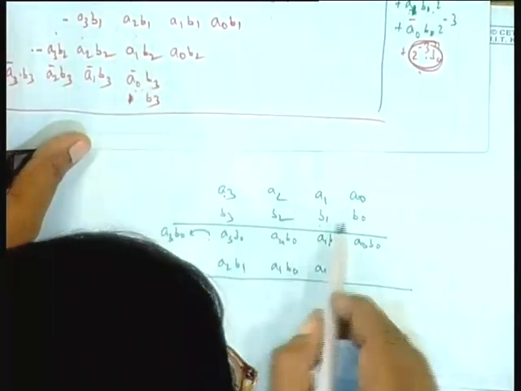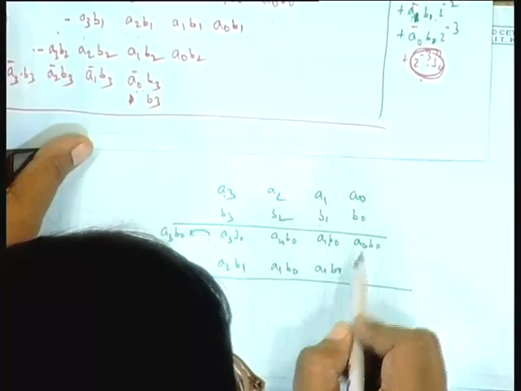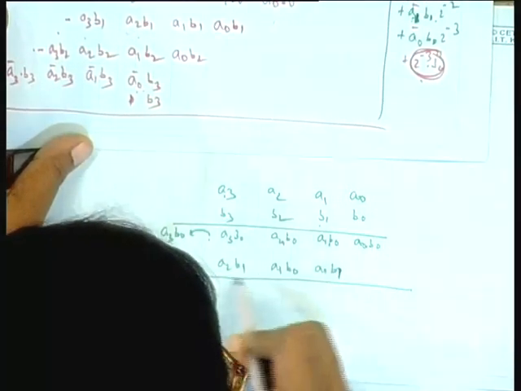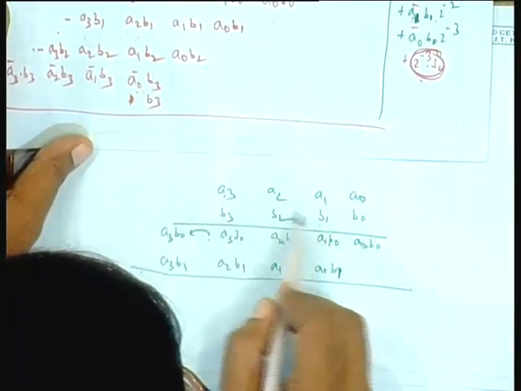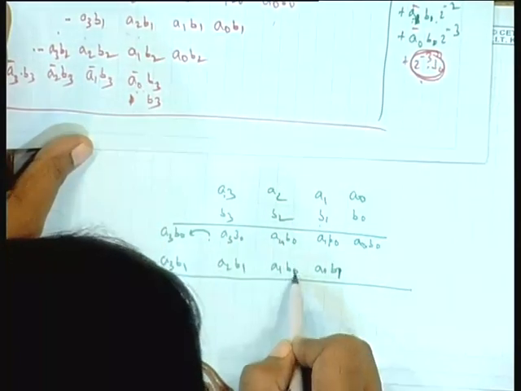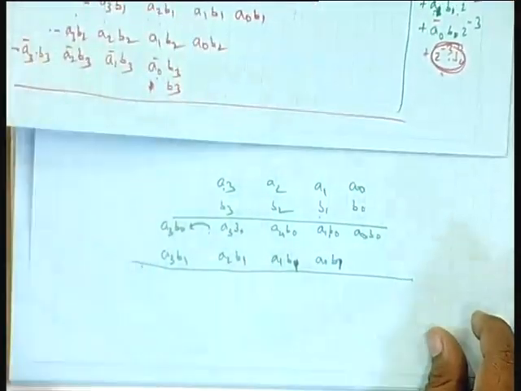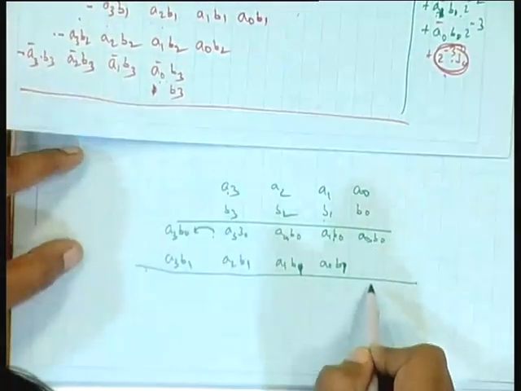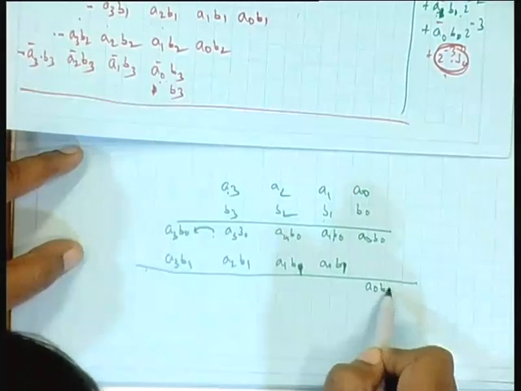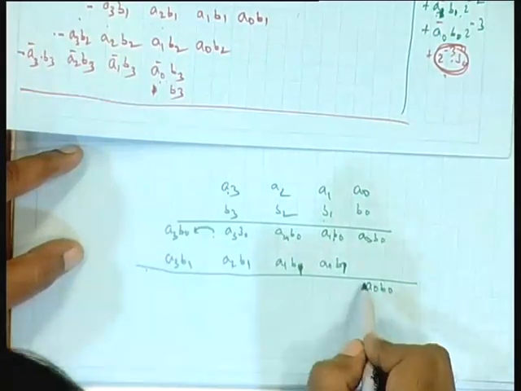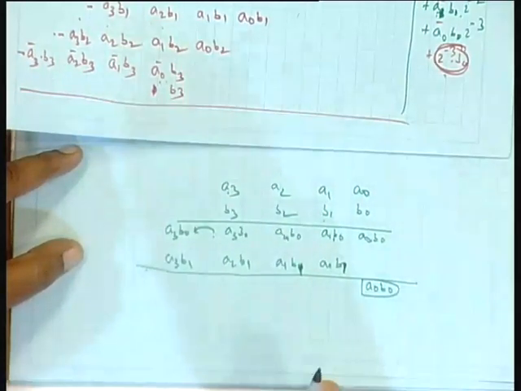Just a minute, I am making a mistake. A0 B1, sorry. I am sorry, A3 B1, A2 B1, A1 B1, A0 B1. I will add. This will remain here. Pari wants this to be truncated out, he puts a box around this, I also do it.